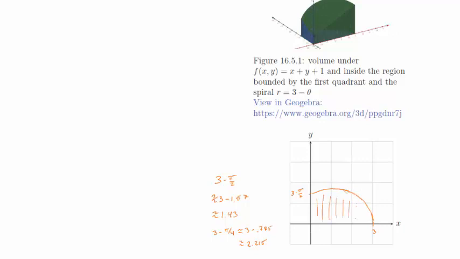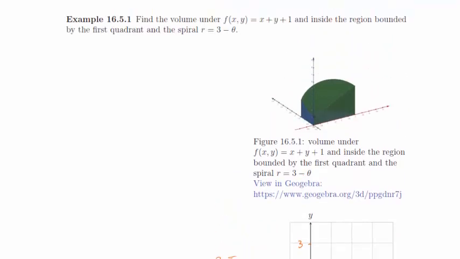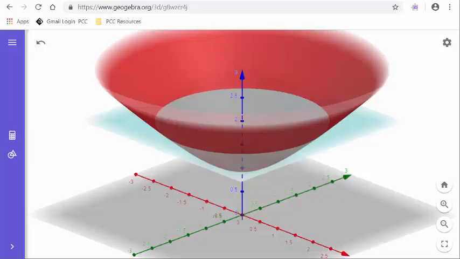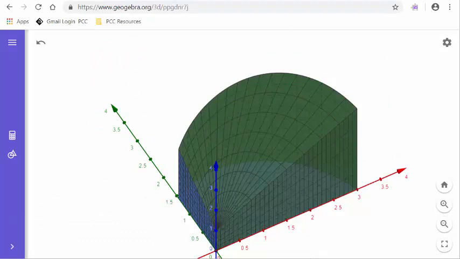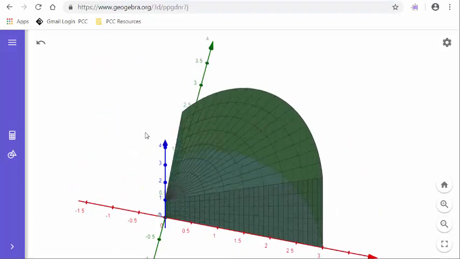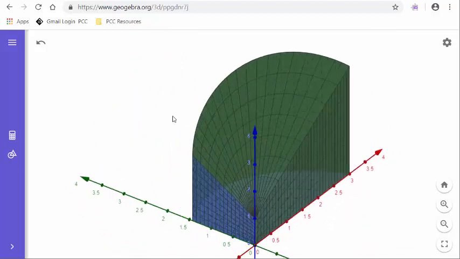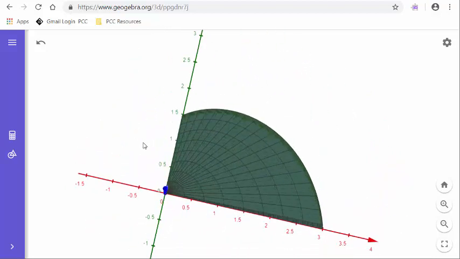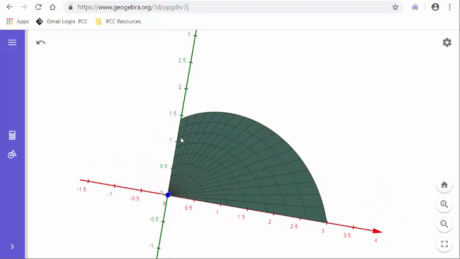So we're looking at this region here, r equals 3 minus theta. Let's go ahead and look at the graph one more time. I'm proud of this graph. It took me a while to get it all set up. So we're again looking at this region here and the volume under this solid. So we're going to integrate from theta is 0 to pi over 2, and from r equals 0 to r equals 3 minus theta is how we want to set this up.